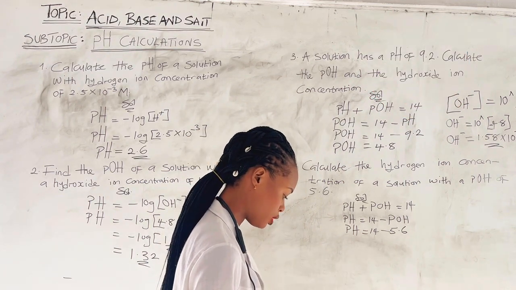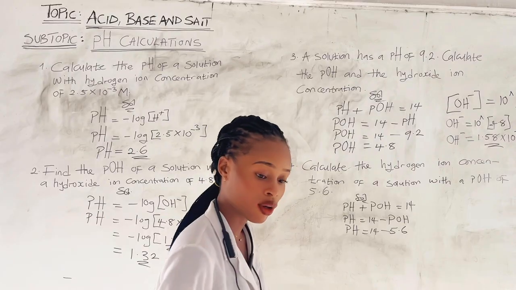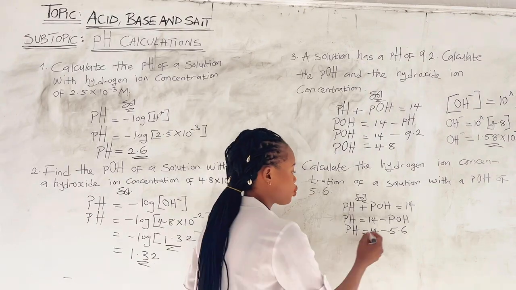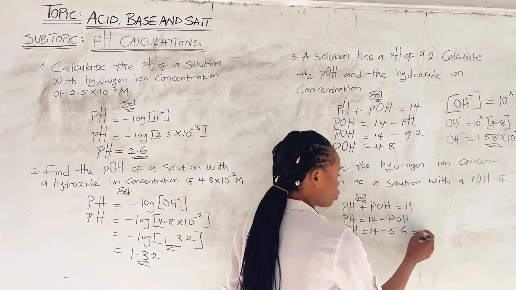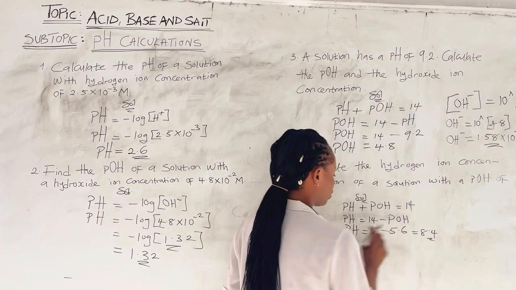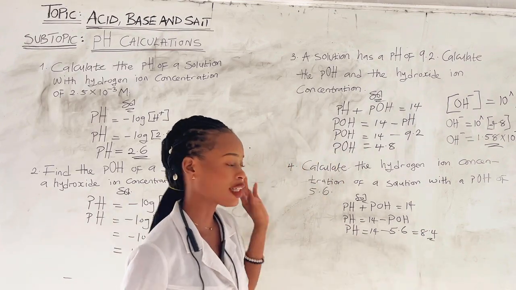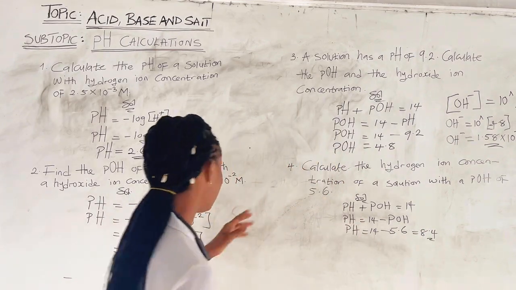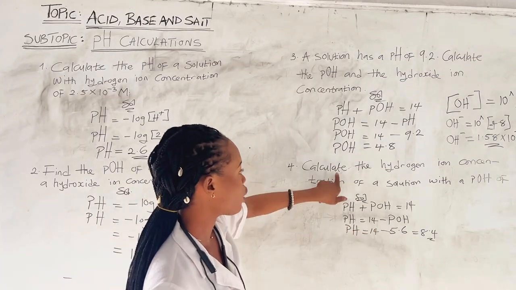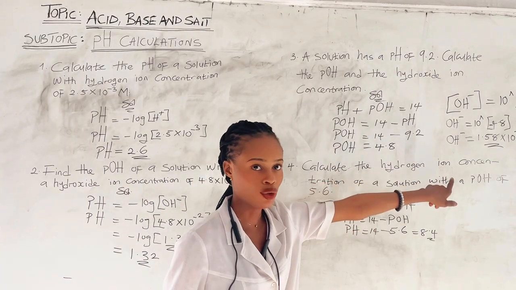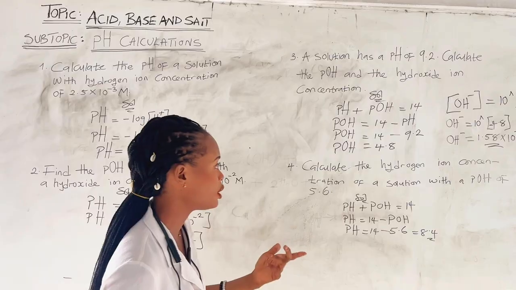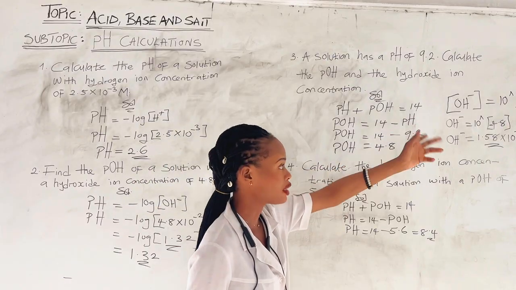So 14 minus 5.6 will give us 8.4. So our answer here is equal to what? 8.4. So that is our pH. So the pH for this answer is what? 8.4. But that is the pH. We need to calculate what? The hydrogen ion. So the formula for calculating hydrogen ion is the second part, just a little twist.